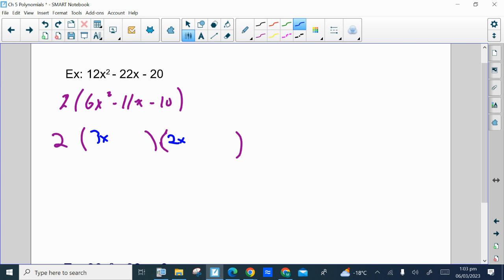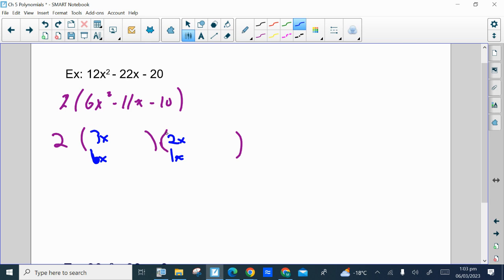Is there another possibility for those front terms, Cherry? That's right. You can also do 6x times x, like she said, which is the same as 1x. Same thing. Now, the last terms have to multiply together to get negative 10. So it can be a 2 and a 5, or a 5 and a 2, a 1 and a 10, or a 10 and a 1.